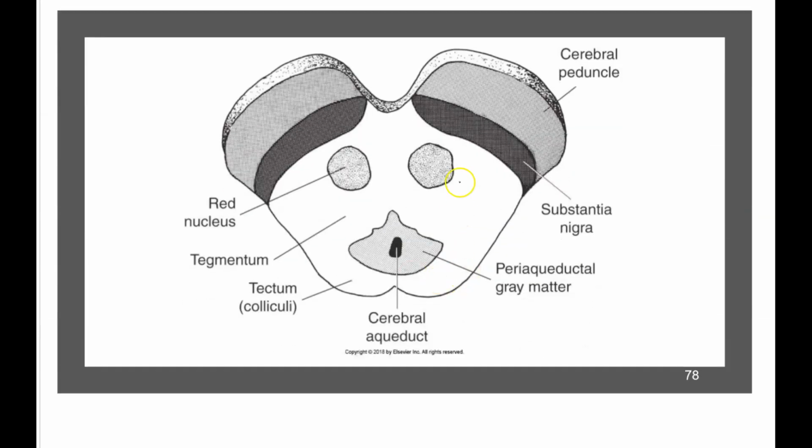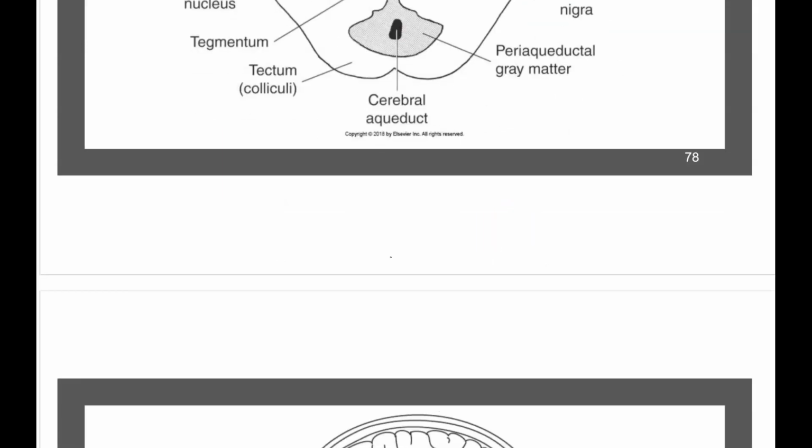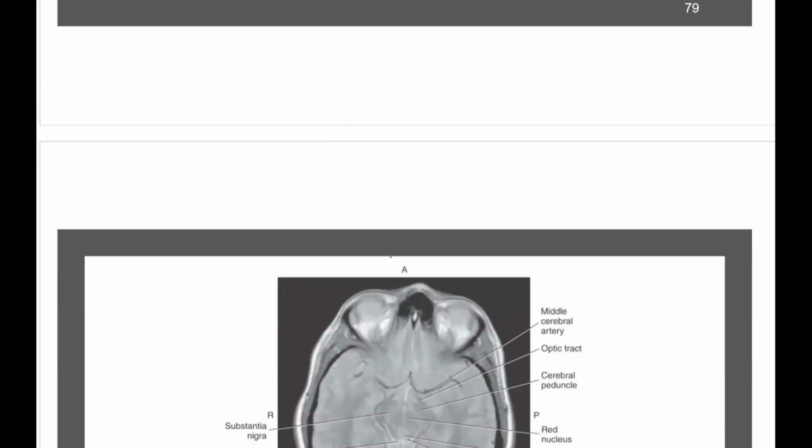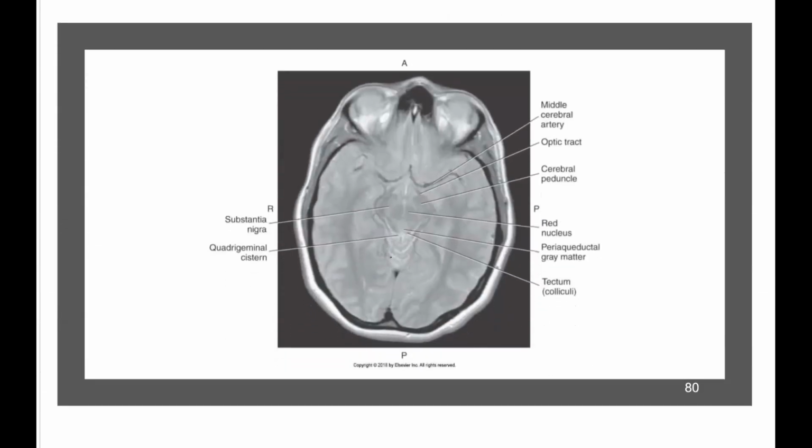All right, so looking here at a cross section, here's your cerebral peduncles. On either side, you have the red nucleus, and I want you to know your cerebral aqueduct, and that should be good. So here's an axial. All right, so you have your middle cerebral arteries. So this is a specialty MRI that we're running right here. We haven't talked about it. We're not going to talk about it.